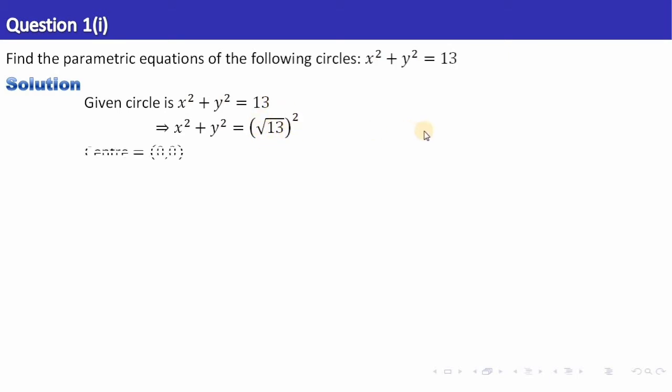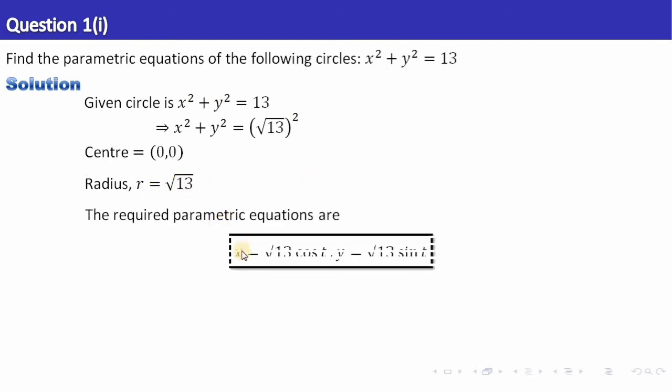So that's why we have center as origin, and the radius, which is represented as small r, will be root over 13. So your parametric equation will be x equals r cos t, that is root 13 cos t, and y equals root 13 sin t. So this will be your first answer. Let's go to the second question.